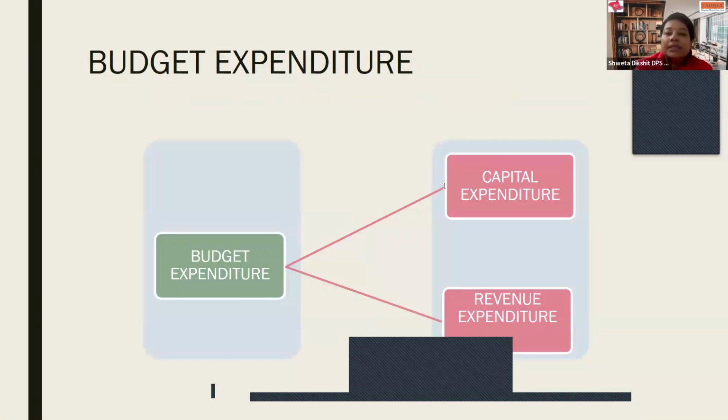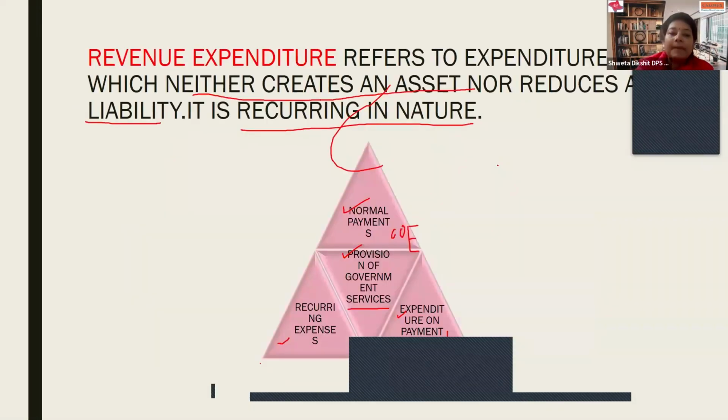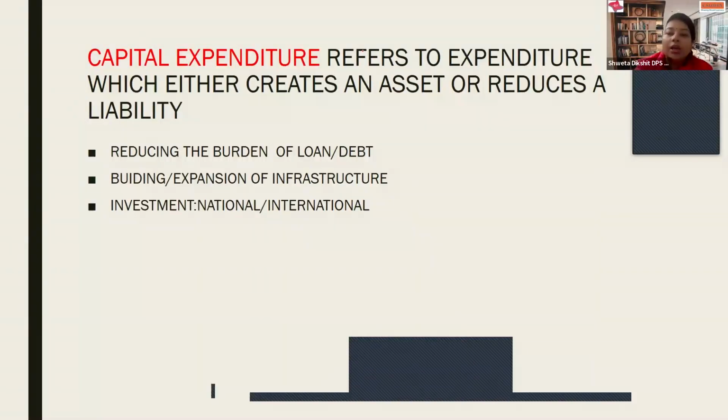Then comes the budget expenditure. As I have already told you about the revenue expenditure, now I'm going to tell you about the capital expenditure. The capital expenditure refers to the types of expenditure which are either going to create some assets or they are going to reduce some liability.